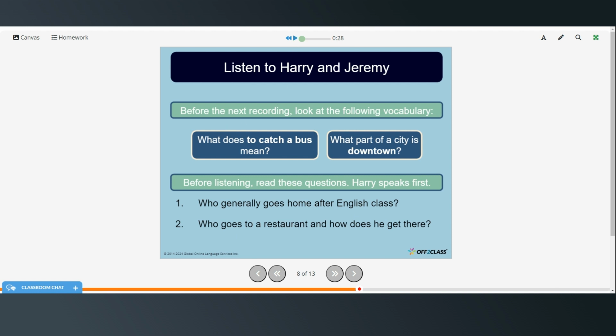Okay, so who generally goes home after English class? Well, that was Jeremy. Because Harry asked him, what did he do after English class? And he said, I generally go home. So Jeremy goes home. And who goes to a restaurant and how does he get there? Well, that was Harry. And he takes the bus. Harry takes the bus.